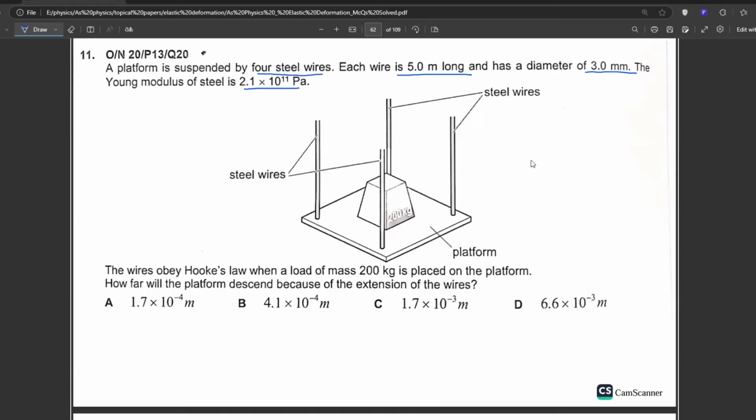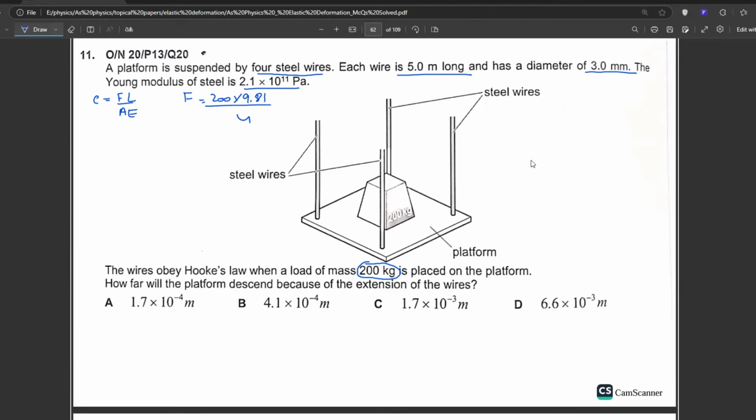So, first of all, what is the examiner asking you exactly? The examiner is asking you for the extension. We know extension is equal to force into L divided by area into the Young's modulus. Perfect. Now, here you have to pay attention that the 200 kg mass is getting divided among four wires. So, the force will be equal to what? 200 kg into 9.81 divided by 4.